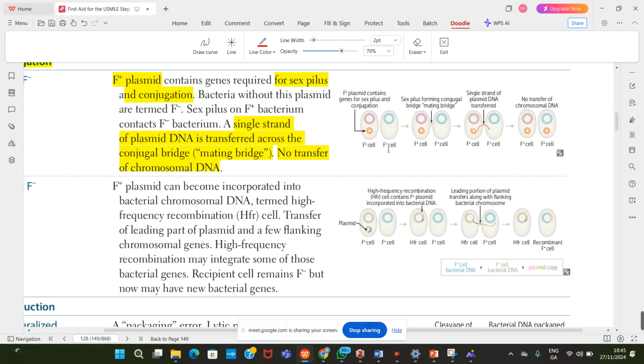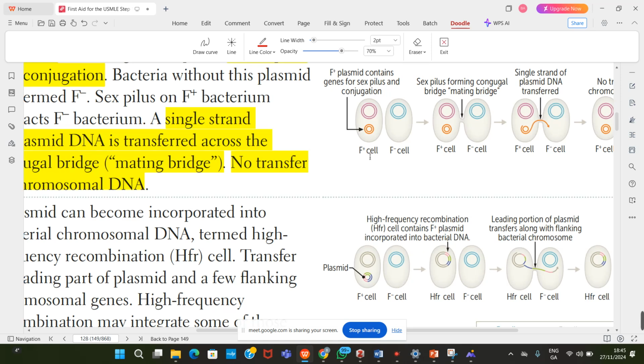So what will happen is that this F positive cell that has the gene to code for the pilus will express the protein for the pilus. The pilus will be formed. The pilus will connect these cells together. Then the leading strand, the single strand, because plasmid is double-stranded, just like DNA. DNA is double-stranded, so plasmid too is double-stranded. So a single strand of that plasmid is going to come out and go through that mating bridge from the pilus.